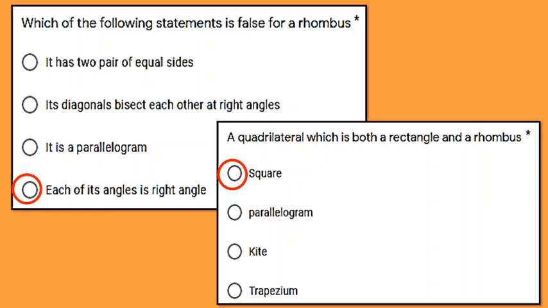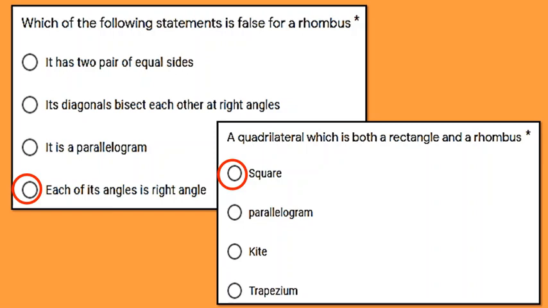Fourth option. Each of its angles is a right angle. Is it true? No, right? Yesterday we have seen one plus shape we have drawn. Not exactly plus. It is one tall and one short for a rhombus. Not like a kite. But each angle is not a right angle. When you draw like that plus, each angle will be obtuse. Two will be obtuse, two will be acute. So it is wrong. Fourth one is wrong.